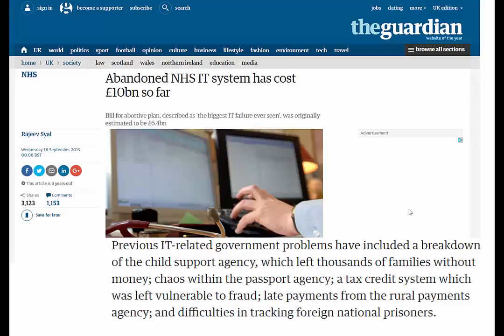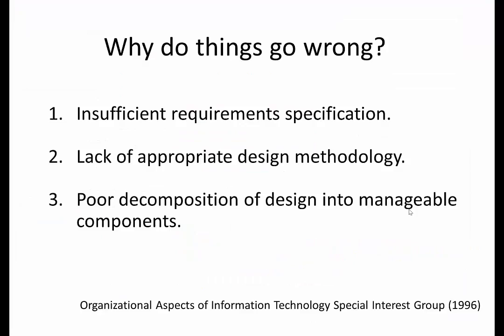And you may be familiar with things like this from the news. This is a few years old now, 2013, but these things keep appearing. You'll get a couple of these a year. Abandoned NHS IT system has cost £10 billion so far. So this is a large amount of money potentially involved in developing these systems.